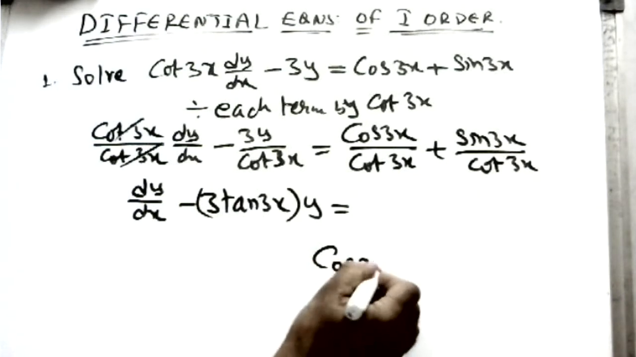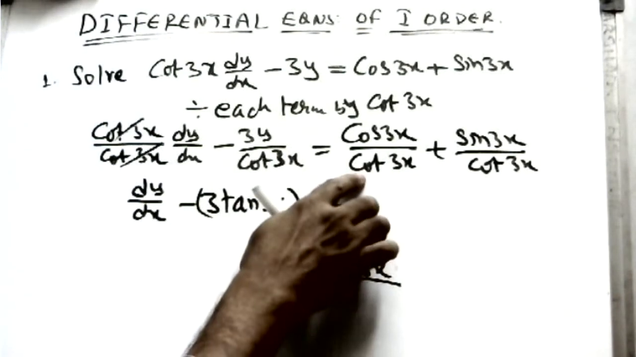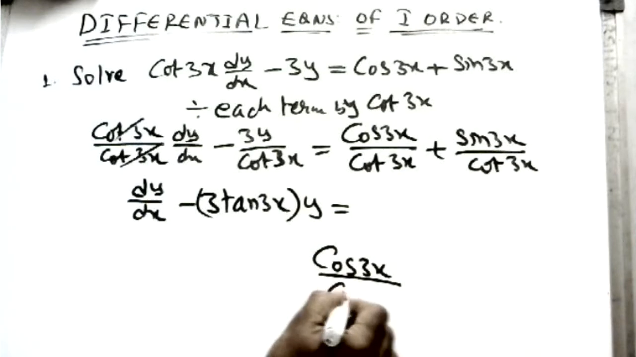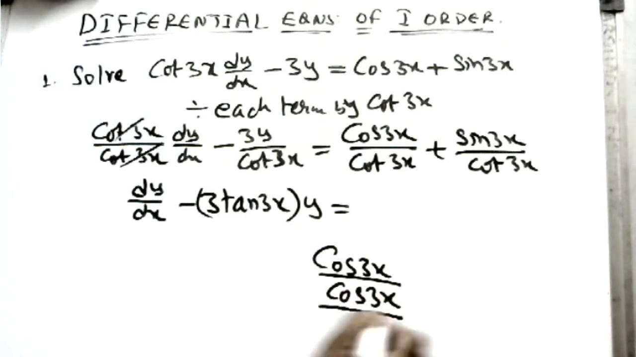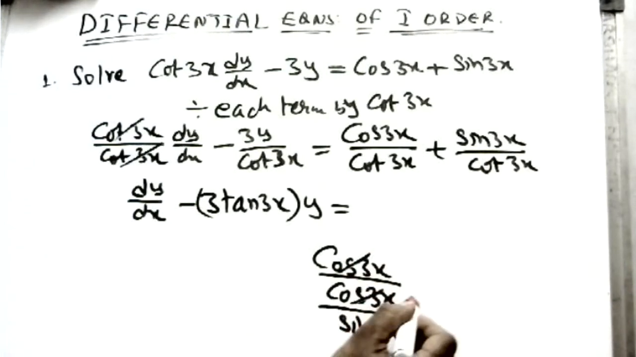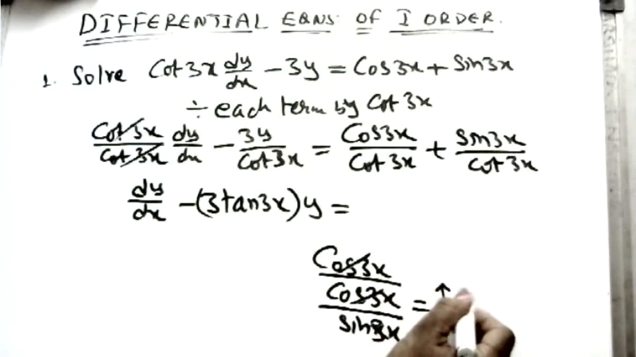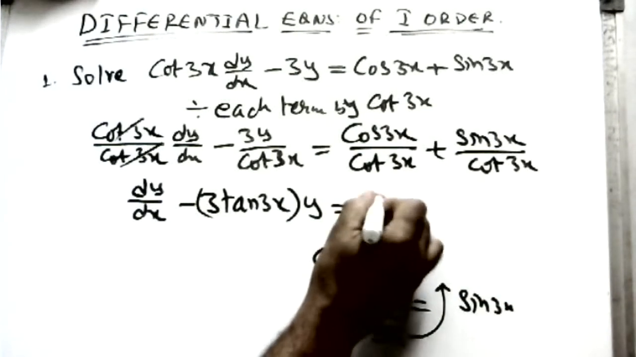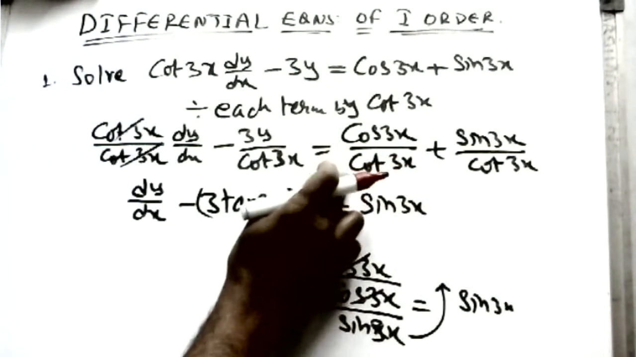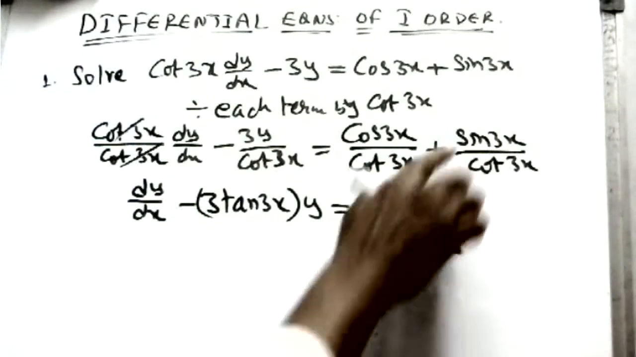Now let me just solve this in the rough. It is cos 3x by, what is the formula of cot? Cot is cos by sine. So this will be cos 3x by sine 3x. This cos 3x will get cancelled, and sine 3x comes into the numerator. So the value of this will be sine 3x, the first term.